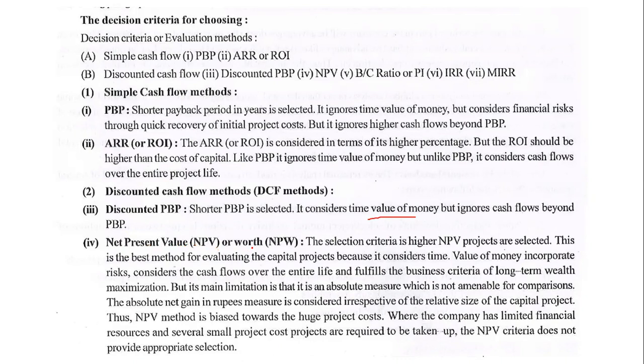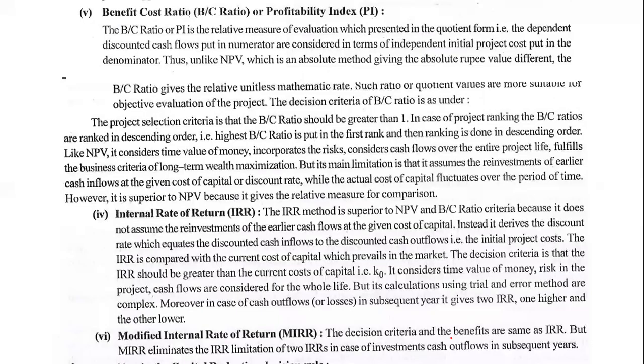In this method, we generally consider the lifetime, meaning the cash flow over the lifetime. Secondly, it also considers the time value of money, and generally this method is used for huge project costs, but it does not provide an appropriate selection of any project. Okay. Then after that we discussed the benefit cost ratio, where we discuss the benefit.